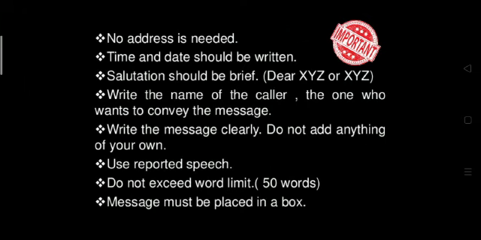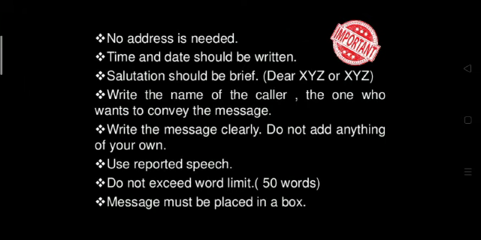Now children, here we are going to discuss the key points or important tips to write a message correctly. First of all, the word message should be in bold letters. In message writing, the address is not required. Time and date should be written, and the salutation should be brief. You must know that message writing is an informal piece of writing. So you have to write dear brother, dear sister, etc., to whomsoever you are writing that message.